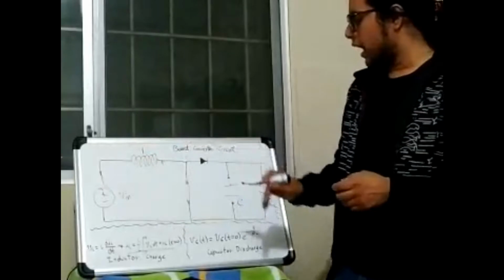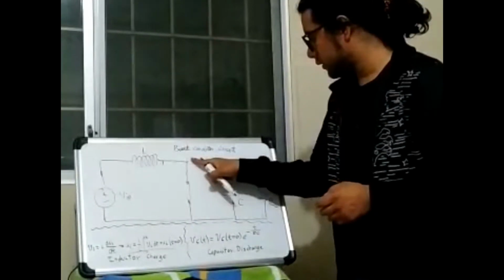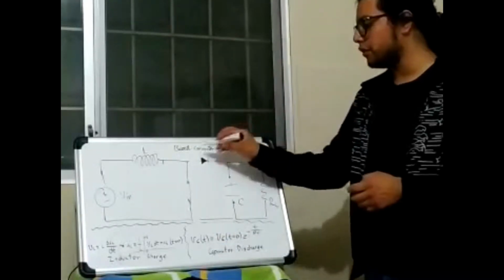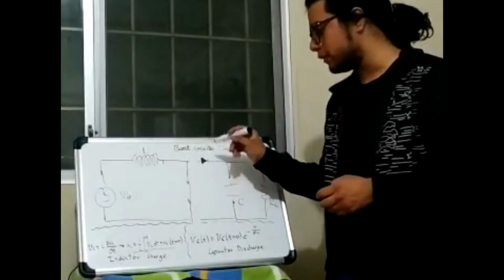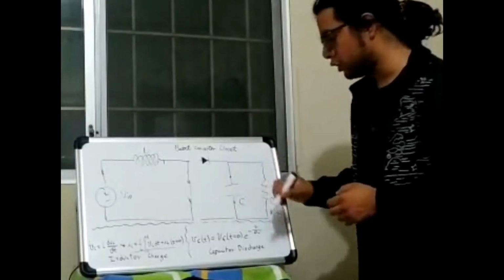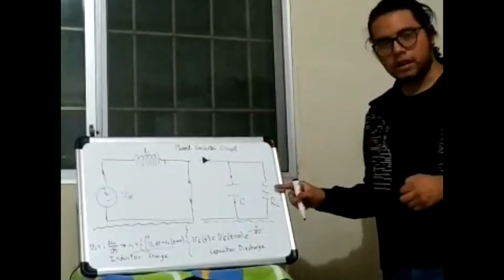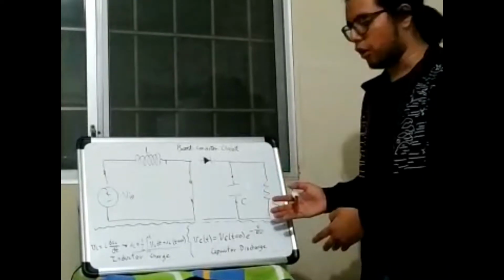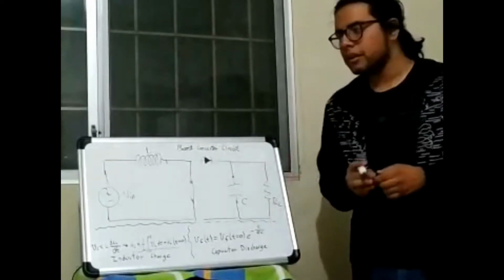And then this circuit is going to open here. The diode is not going to receive any current, so the capacitor is going to discharge in the resistor, in the natural response of the capacitor.